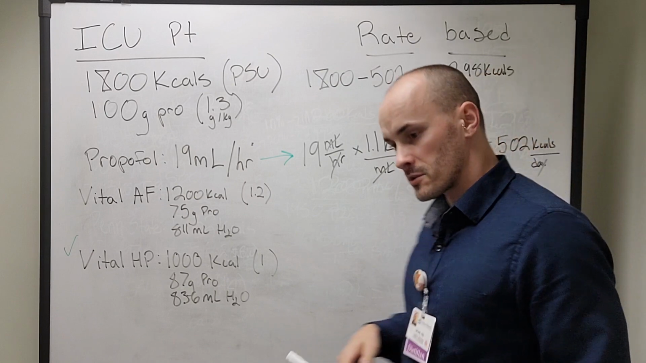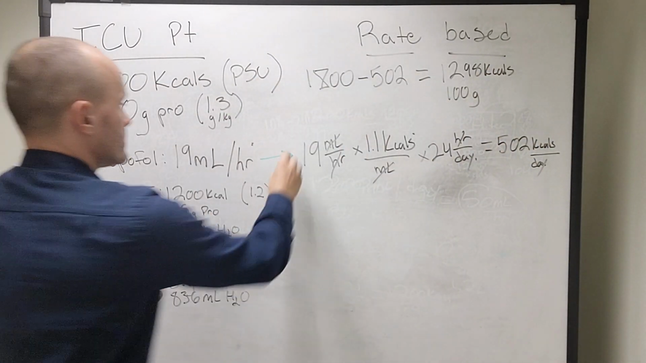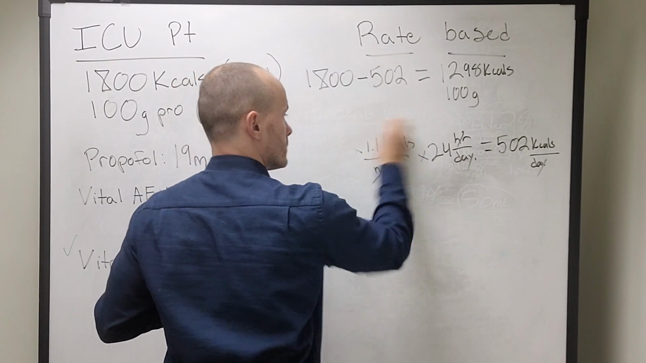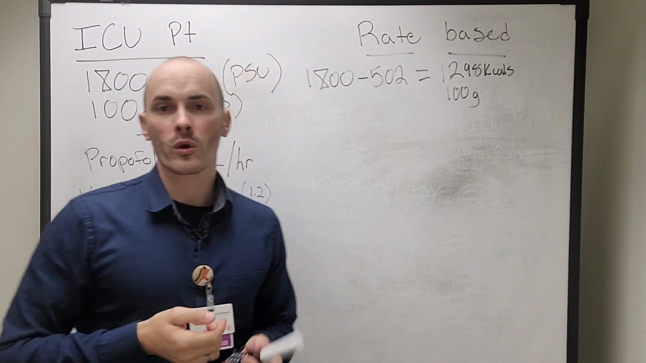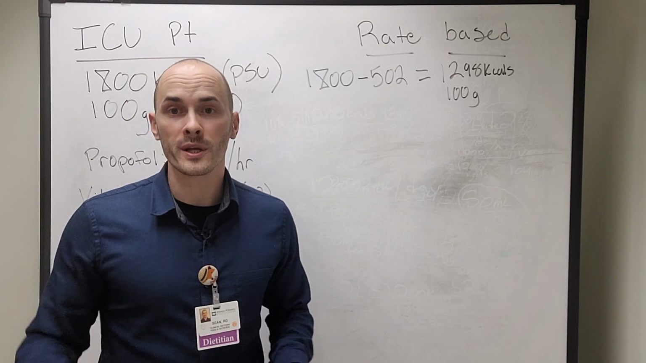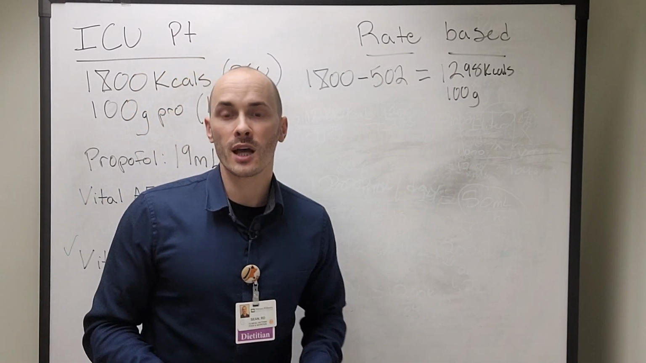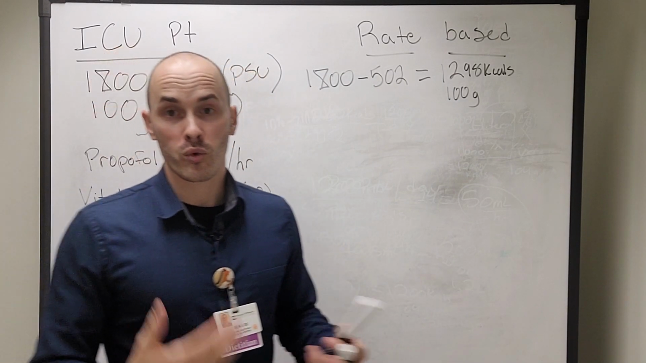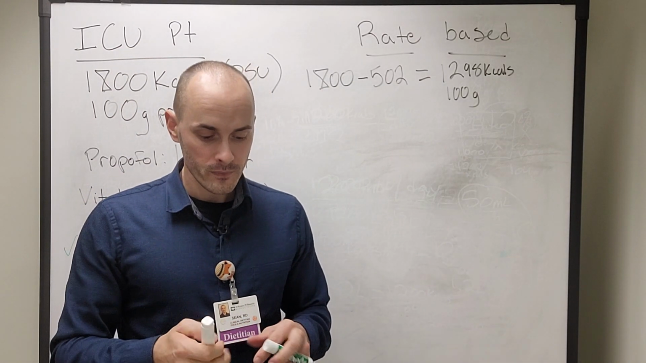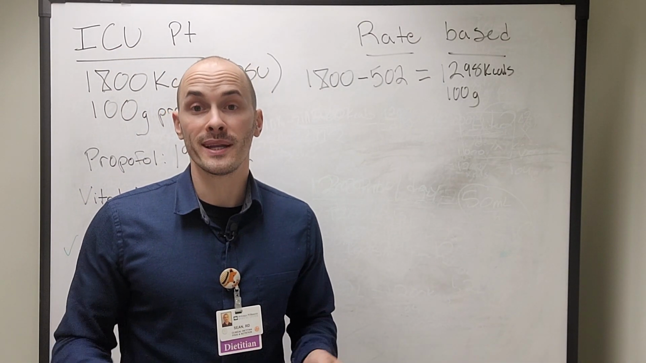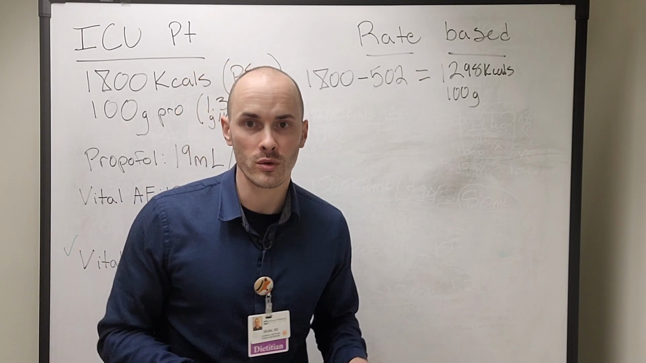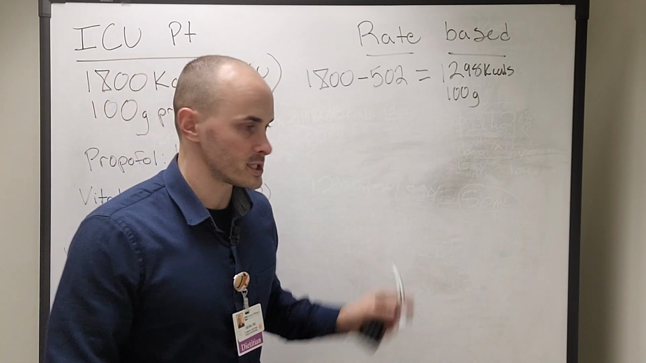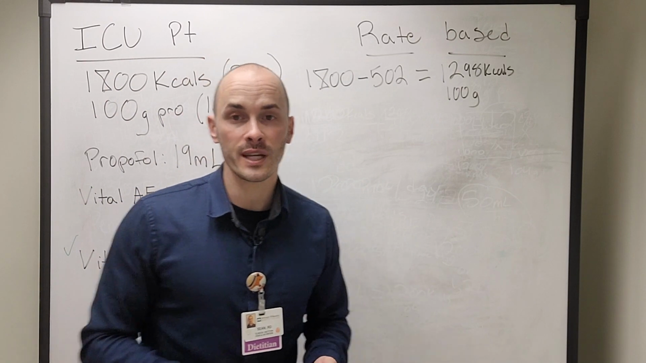So let's make a little space on this board so we can do some math. Cool. So the first step that we're going to do is figure out what formula to use. The second step is we figure out what rate we're going to run it at. And then we figure out what our recommendations are for the patient and what we're going to put in our chart note. And I'll do this for rate-based as well as volume-based feedings.